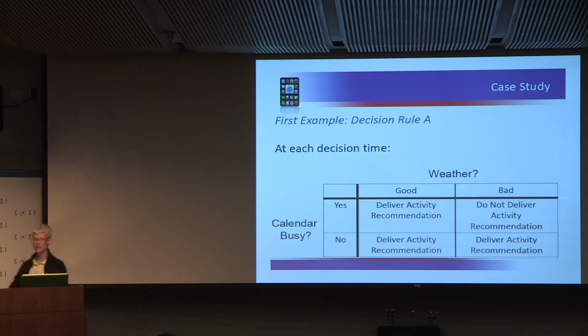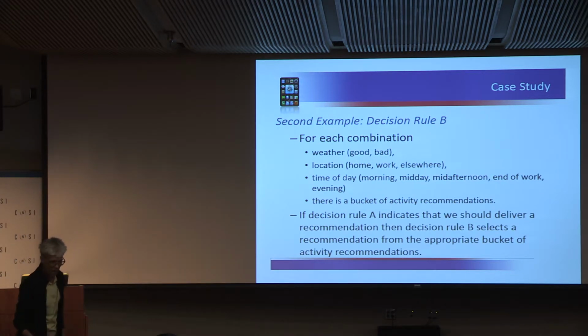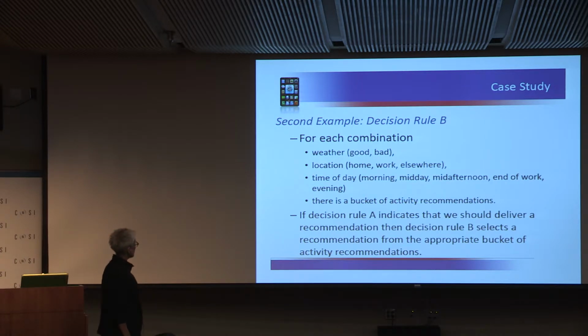So this is whether or not to deliver an activity recommendation. Here's another type of decision rule, and this is what type of activity recommendation should we deliver. So we can think of the weather, whether it's good or bad, whether the person's at home, work, or elsewhere, say shopping, the time of the day. We could also include the weekend versus weekday. For each combination of all of that, there can be a bucket of activity recommendations. So you can have quite a few buckets. Actually, in HeartSteps, it's pretty complicated. I think we have 180 different buckets of messages.